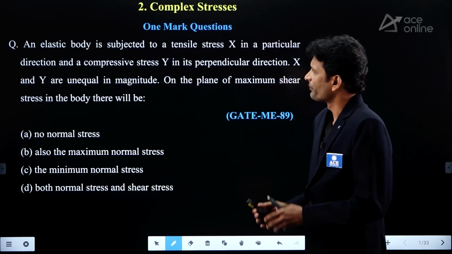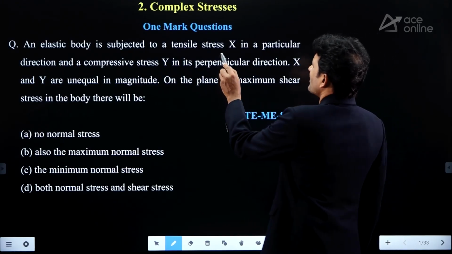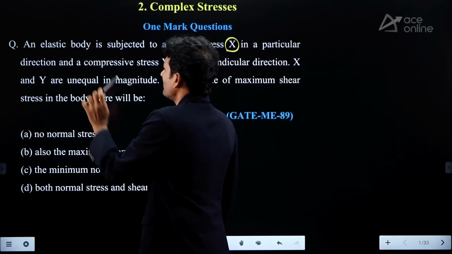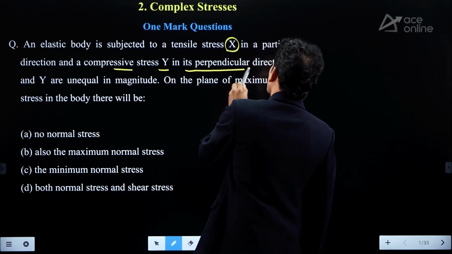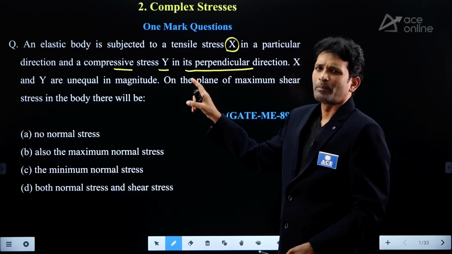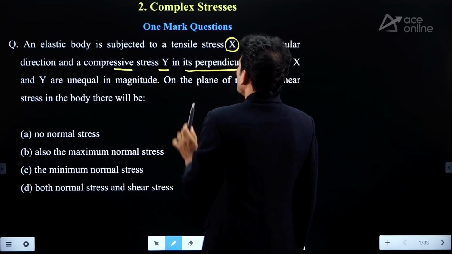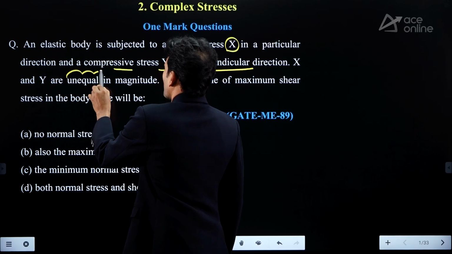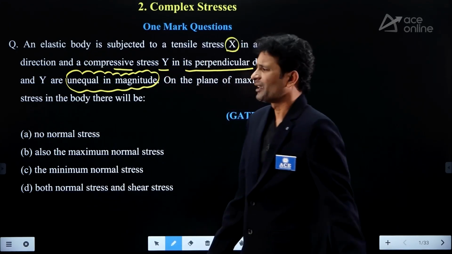Let us see the first problem. An elastic body is subjected to a tensile stress X in a particular direction and a compressive stress Y in its perpendicular direction. Here we are observing the member is subjected to a biaxial state of stress, with tensile nature in one direction and compressive nature in the perpendicular direction. X and Y are unequal in magnitude, but opposite in nature.